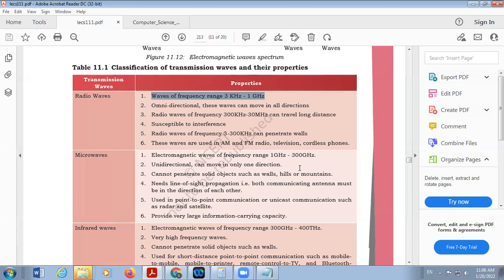Moreover, both antennas should be in the same line of sight. If both antennas are not in line of sight, then that communication will not happen. Moreover, it can't cross solid objects like walls, hills, mountains. This is the drawback of a microwave. So it provides very large information carrying capacity. No doubt it can transfer large data, but these are some drawbacks of a microwave. Clear, beta?